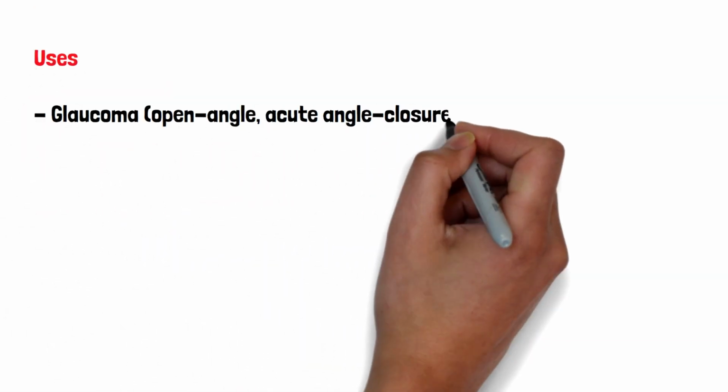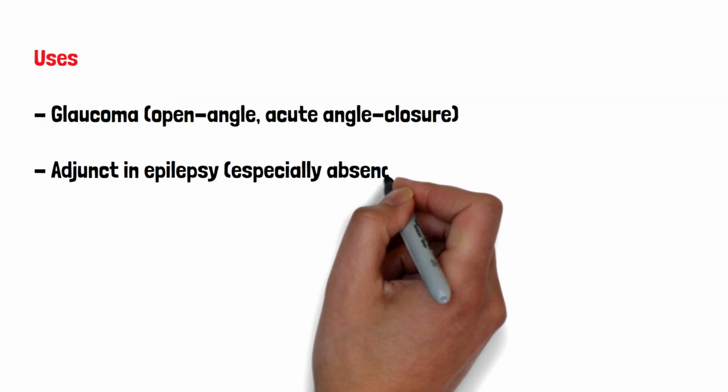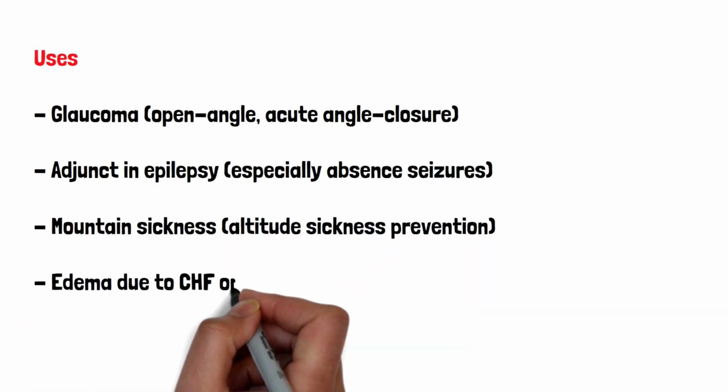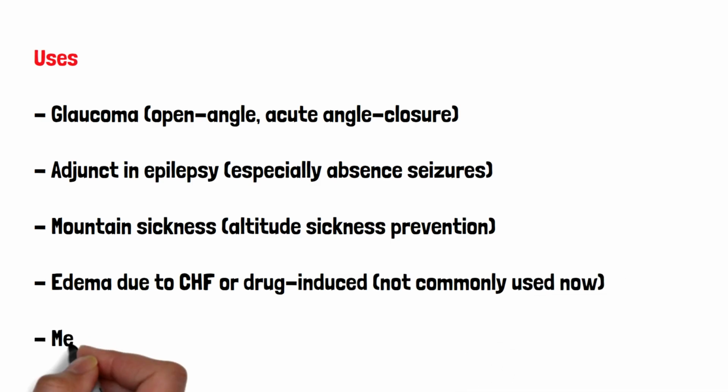Uses of acetazolamide. So, where do we use it? First, in glaucoma. Second, to prevent acute mountain sickness. Yes, climbers use this. Third, as an adjunct in epilepsy. Fourth, in metabolic alkalosis. And sometimes in edema, though not commonly now.